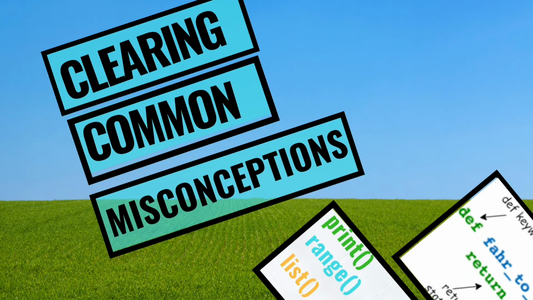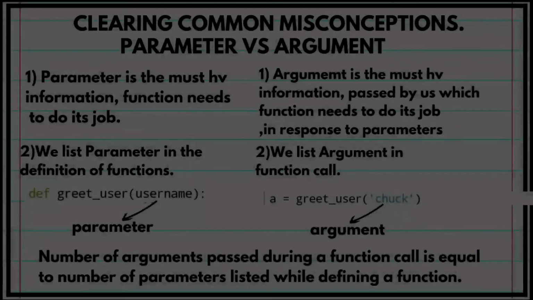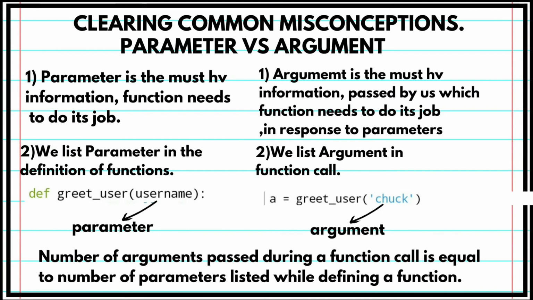Clearing common misconceptions. Clearing the first common misconception with functions. What is the difference between parameters and arguments? Both are must-have information that a function needs to do its job. But a parameter is listed during the definition of a function and an argument is listed during the function call. You will often see parameters and arguments used interchangeably because they convey almost the same meaning. But for the sake of knowing the actual meaning and not getting confused when working with other programmers on a project, remember this. Also give this slide a read to understand the difference better.